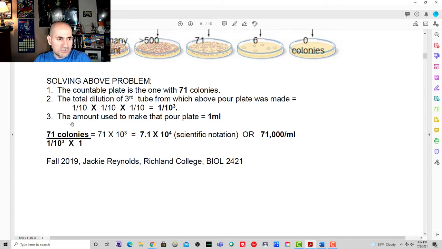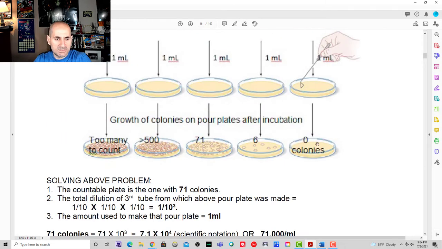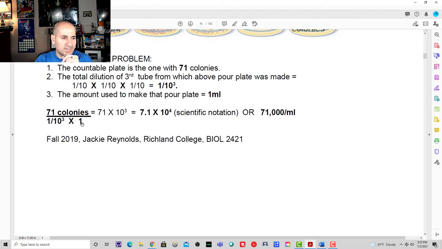You take the number of colonies on the countable plate. So remember here, if you do a serial dilution and plate out the serial dilution, we had too many to count. Then we had the countable plate with 71 counts. Then we had a plate with too few to count, and zero. So you count only the countable plate, 71. Remember, the values have to be between 30 and 300. So here 71 is fine, 71 colonies divided by the total dilution of the tube that made that plate. In this case, it would be the 1 over 10 to the 3 or 1 in 1,000 dilution plate. And then you also multiply it by the volume that you plated. So here it would be 71 colonies divided by 1 over 10 to the 3 times 1.